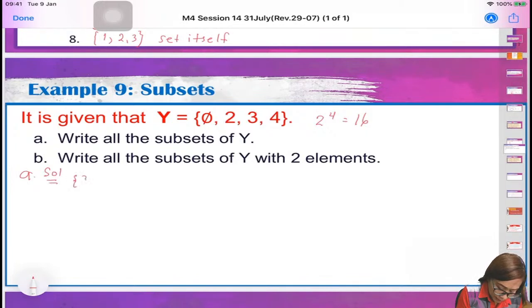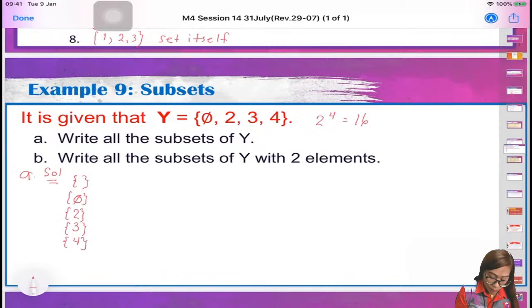Empty set. Empty set is a subset of a given set. Next is copy all the elements. Null set, 2, 3, 4. These are the 4 elements of y, and then put them inside the braces. Open, close, open, close, open, close. Okay, so these are the subsets with 1 element.